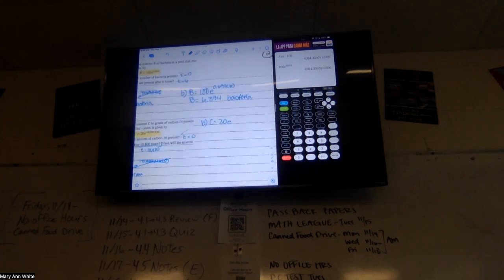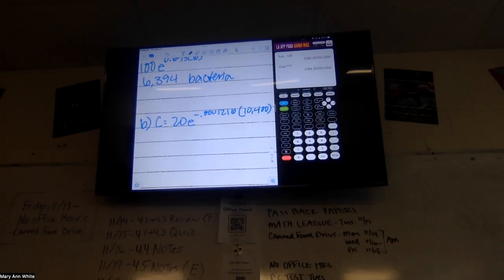20 e to the negative 0.00012116 times 10,400. Now there's so many zeros in here, you just got to be careful when you plug it in. I'll try plugging it all in at once. I've got 20, and then I'm going to do second ln to get e to the power, and that's going to be negative 0.00012116 times 10,400. I know those numbers are probably pretty small for you to see, but enter, and I get 5.6.